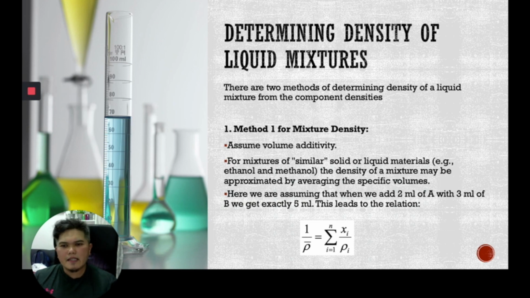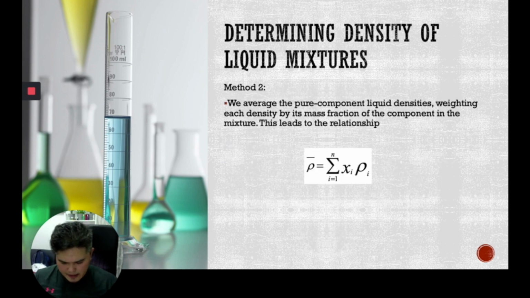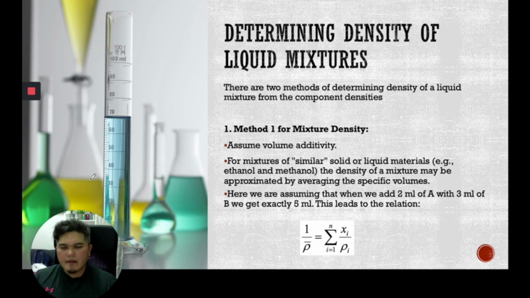The first one is we assume a volume additivity. Now let's have a look at the method of determining this density for liquid mixtures. If you remember, there are three ways of getting information about certain properties: look up the information, estimate it, or measure it experimentally. I'm going to bring you to the second one, where we determine the density by estimation. There are two methods of determining the density of a liquid mixture.